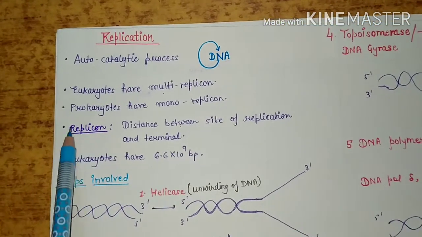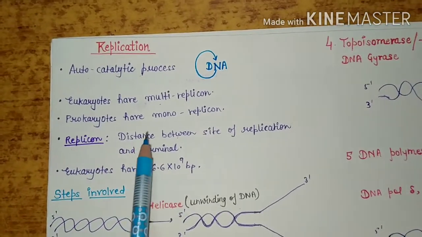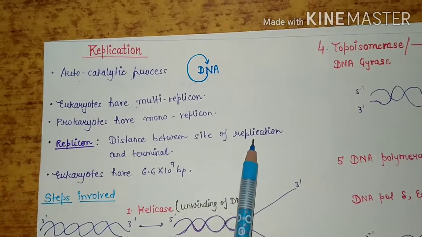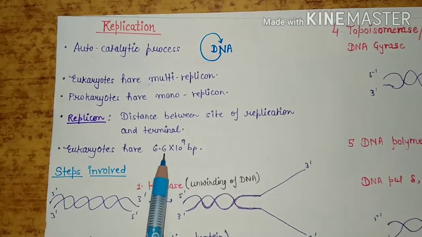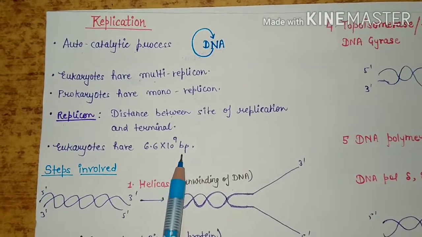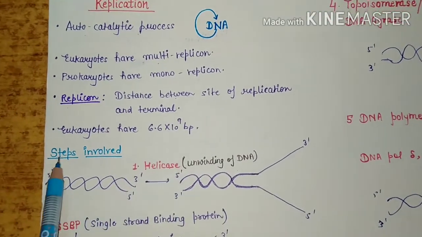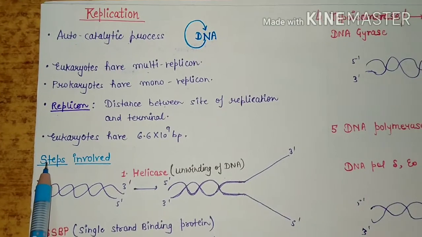What is the meaning of replicon? Replicon is the distance between the site of replication and the terminal. Eukaryotes have 6.6 × 10^9 base pairs. Some steps are involved in the replication process.